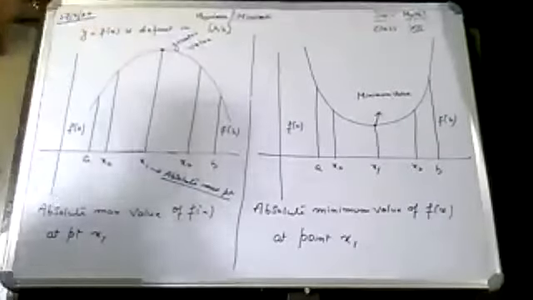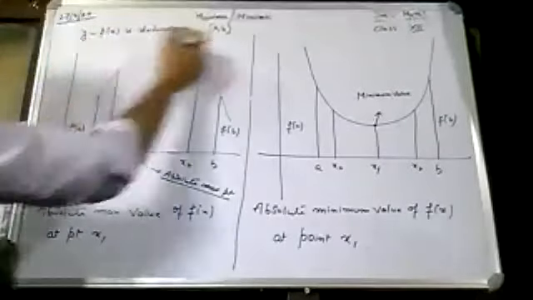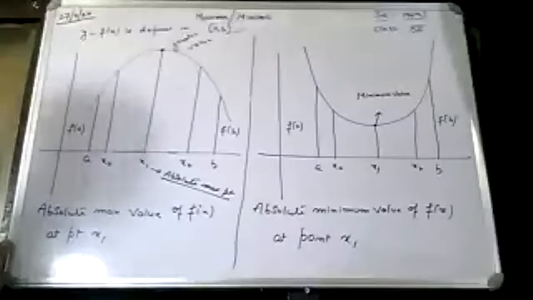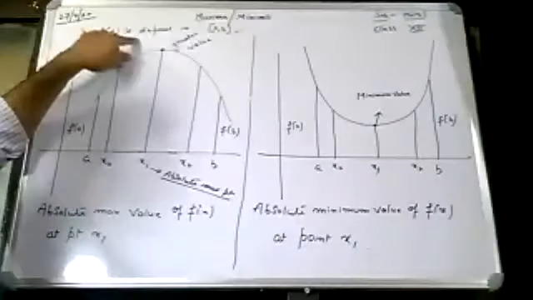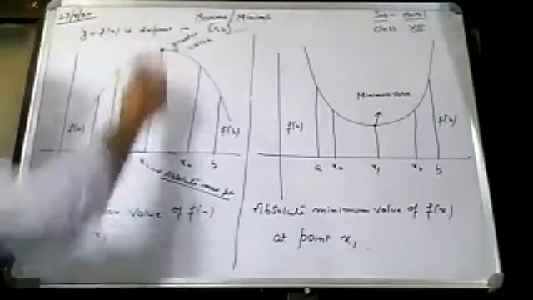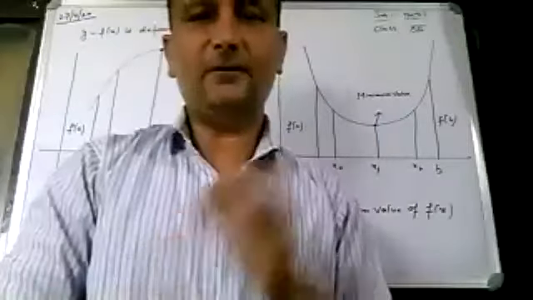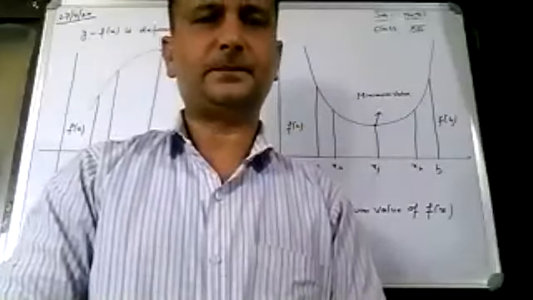Clear? Suppose class, y is equal to f of x is defined in the closed interval a and b. This is for maxima and this is for minima. So students, yesterday I sent you a video regarding maxima and minima. Have you watched that video, students?